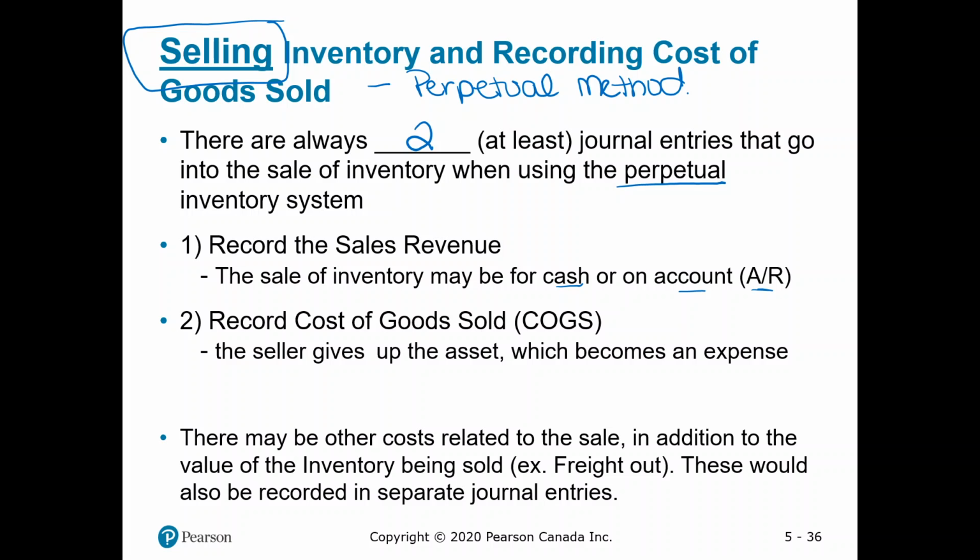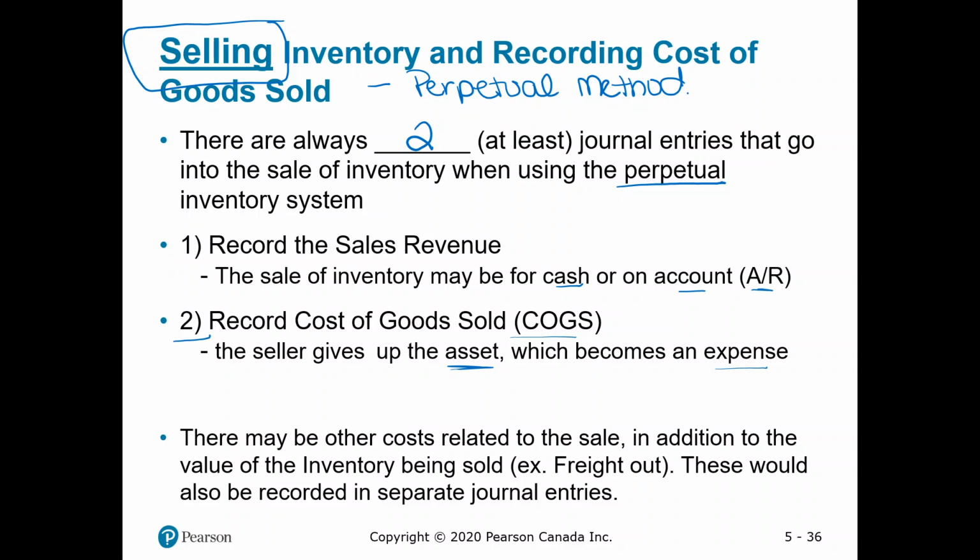But now the second entry is to record the cost of goods sold. So we've given the inventory, we've delivered that, sold those goods. We no longer have that as an asset, and therefore it now becomes an expense. So we need to take those items and the cost, take it out of inventory and move it into cost of goods sold, which is an expense account.